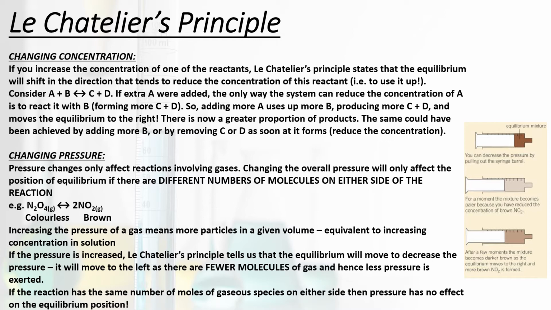So after a few moments, our mixture again would become darker because the equilibrium here is shifting to the right and producing more brown NO2. And so if the reaction has the same number of moles of gaseous species on either side, then pressure has no effect, because essentially we have the same number of molecules of reactants as we do products, and so changing the pressure does not affect the position of an equilibrium reaction if we have the same number of products as reactants.